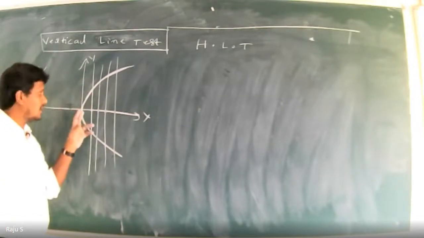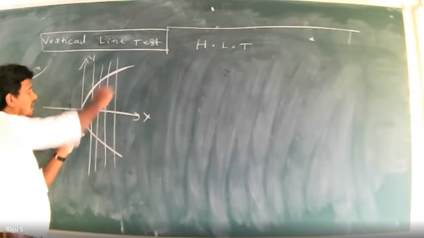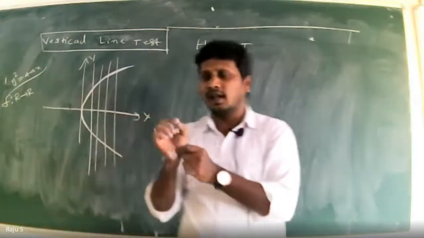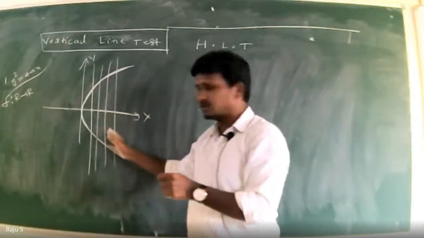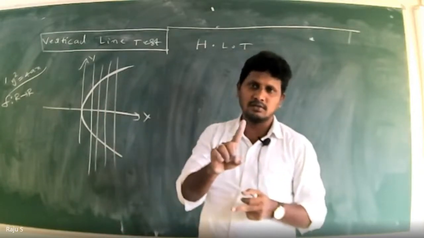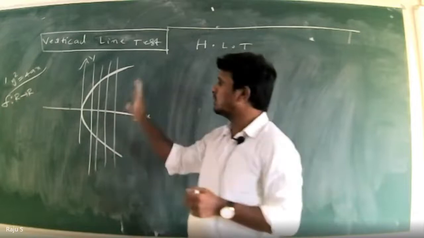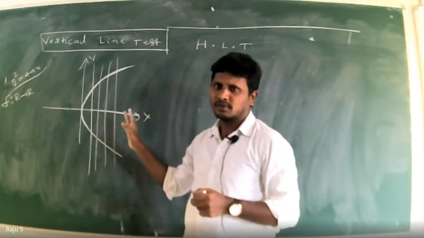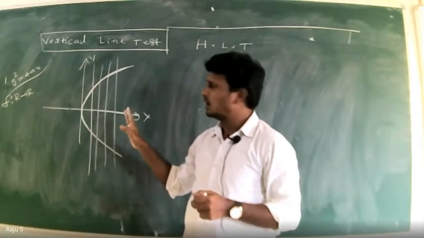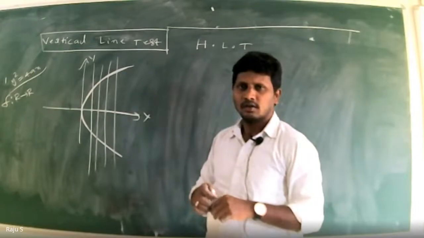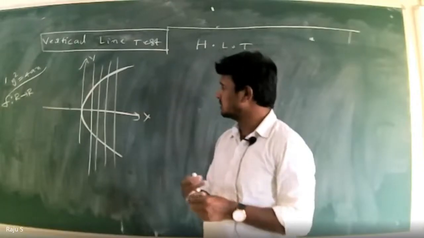But the condition is, when we apply the vertical line test, the vertical line must intersect at at most 1 point. At most 1 point, then only it represents a function. Okay, first of all, is it a function? No, sir. It is not a function, right?